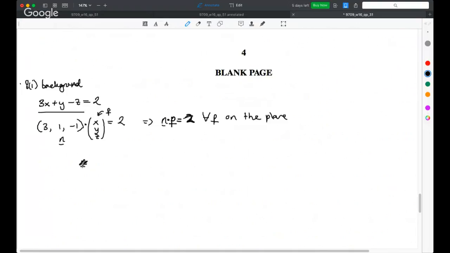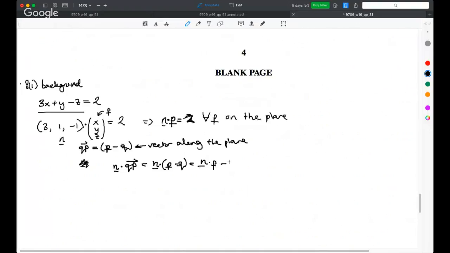Okay, so let's consider the vector P minus Q, where P and Q are both points on the plane. Well, P minus Q is a vector from Q to P. And if Q and P are both on the plane, then this is a vector along the plane, because you're getting from one point on the plane to another. So let's consider N dot QP. So we're dotting this N with a vector which is along the plane. Well, that's N dot P minus Q, which is N dot P minus N dot Q.